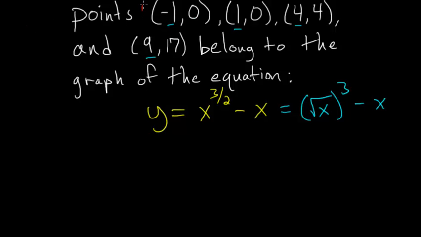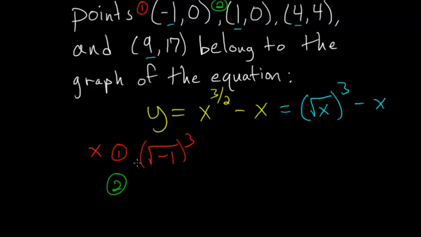So let's call this 1. Plugging in -1 here, we have the square root of -1. Right away, we can tell that this is not going to give us 0 since this is imaginary, and if you cube an imaginary number, it's still going to be imaginary. So we know that 1 doesn't work. Let's now try the second point.